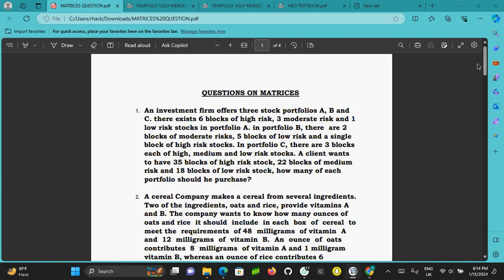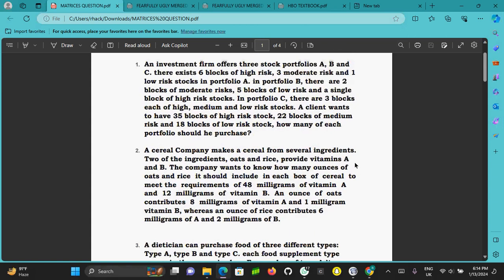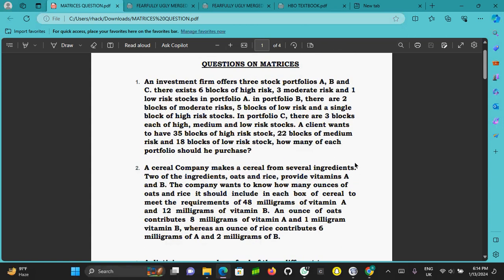Does it mean everyone here is okay with matrices? Yeah, we're good. Okay. So who tried his or her hands on this? And that's a matrix question.